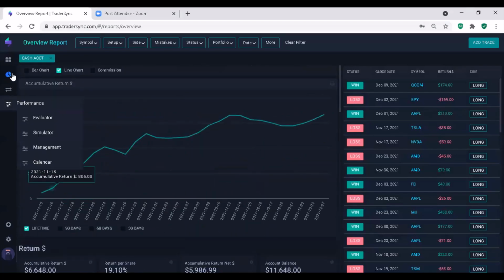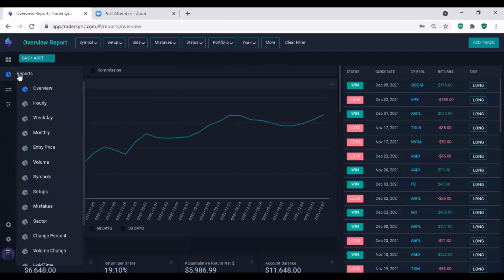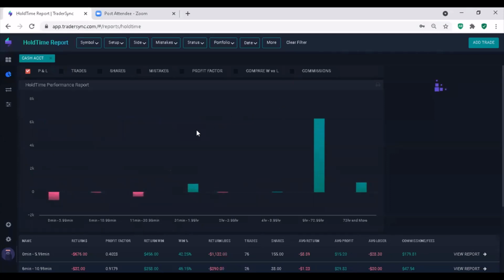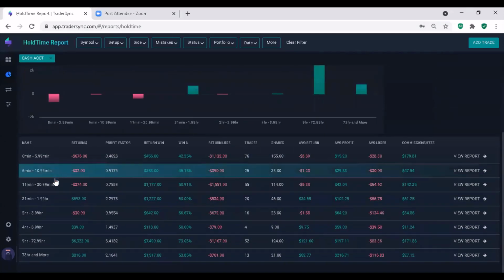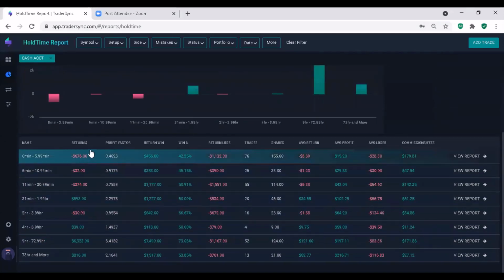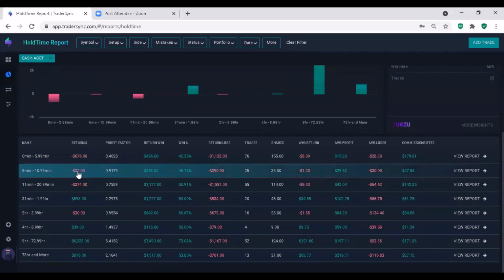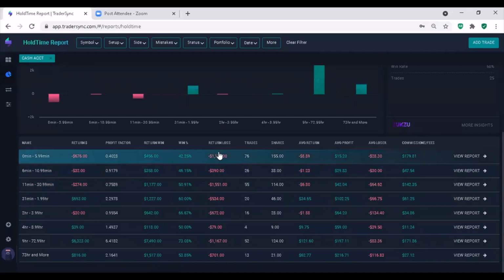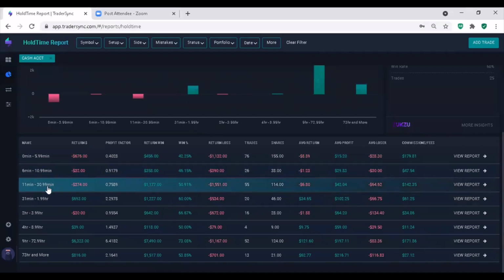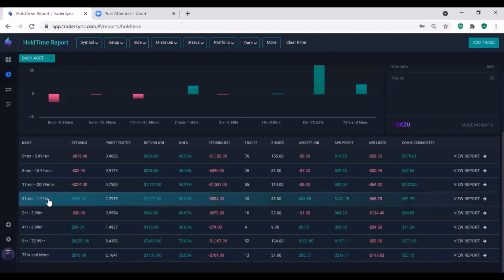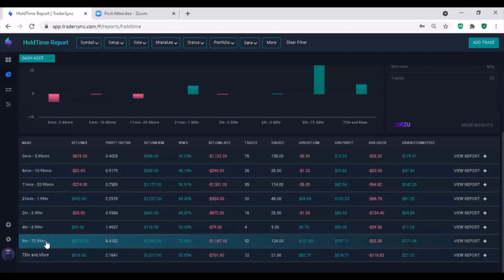So let me actually show you that right now. It's really cool. In here for reports, you go into hold time, and then check this out. It'll break down all of your trades by hold time. Look at this, return, negative 676, negative 32, negative 374, return loss. When I saw this, I was like, wow, I need to stop trading short-term options. I suck at day trading. I need to go to what I'm strong at, which is overnight and daily swings.